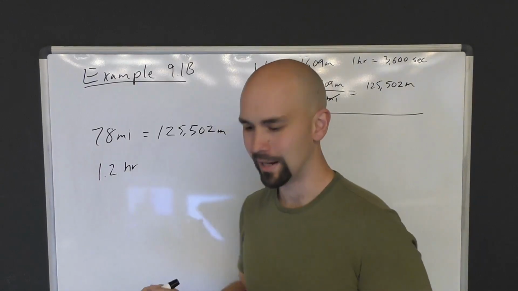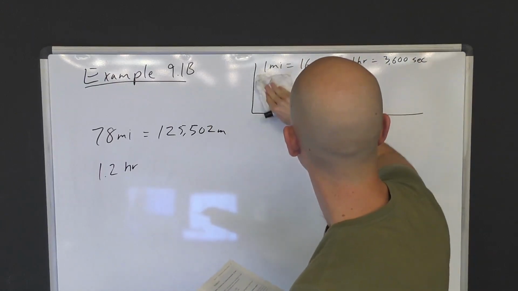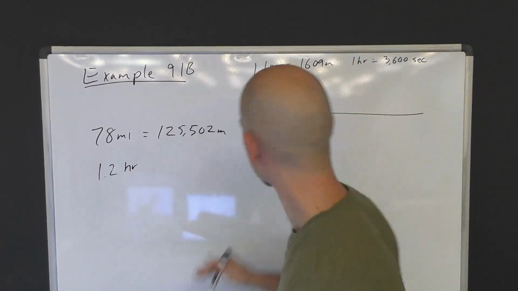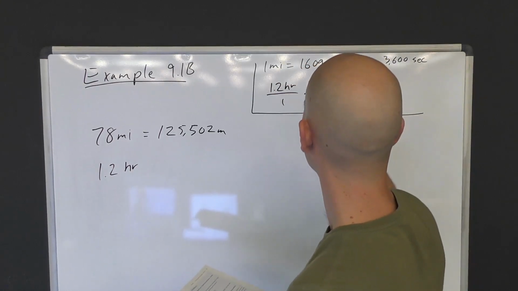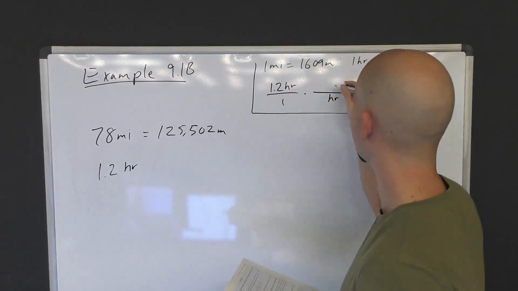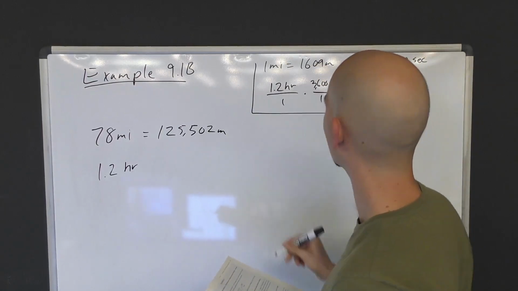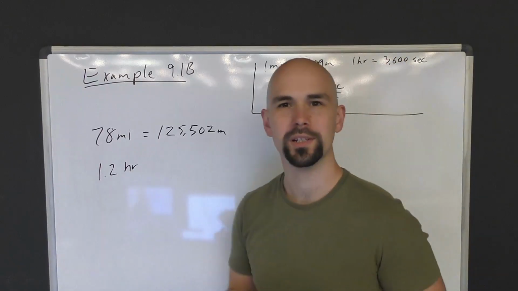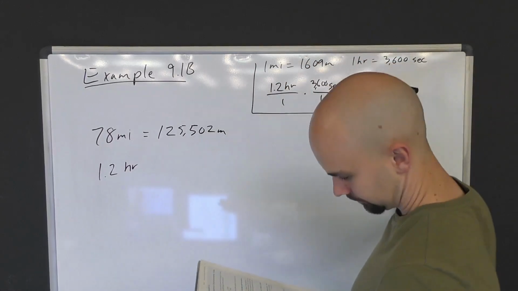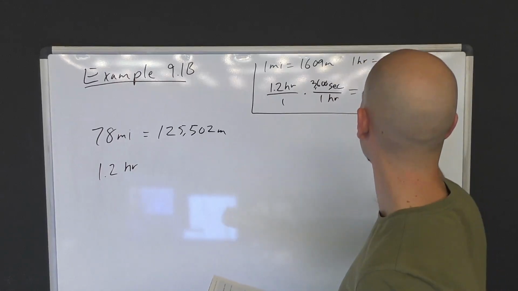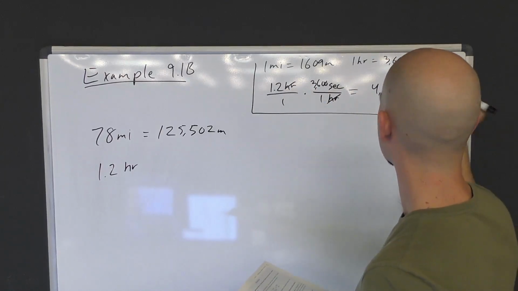Now what about 1.2 hours? We're going to take 1.2 hours over 1 times, we want the thing we're going to cancel out in the denominator and the thing we want to keep in the numerator. There's 3,600 seconds, we're told, in an hour. And so what's 1.2 times 3,600? That's going to be 4,320. And our unit, because we can cancel hours, is seconds.